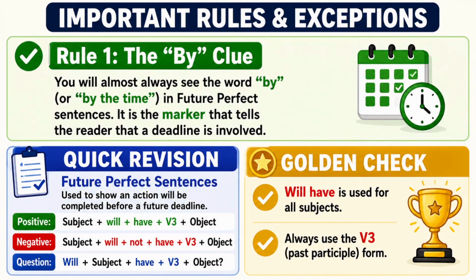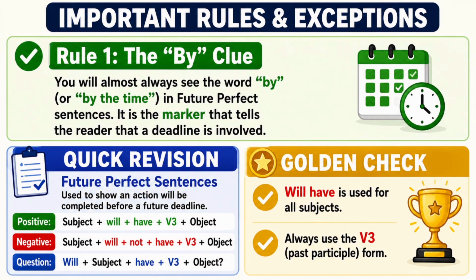Now let's quickly revise. The future perfect tense is used to show that an action will be completed before a future deadline. The positive structure is subject plus will plus have plus V3 plus object. The negative structure is subject plus will plus not plus have plus V3 plus object. The question structure is will plus subject plus have plus V3 plus object.